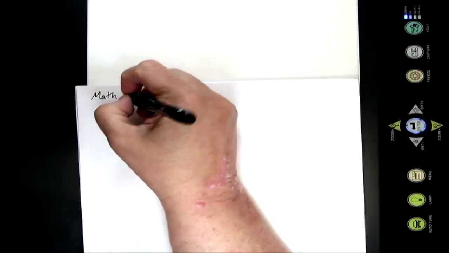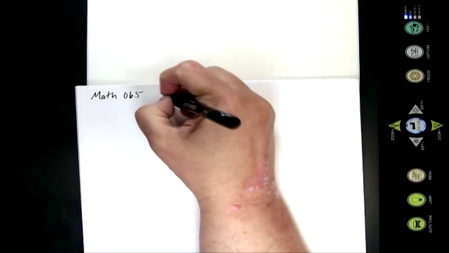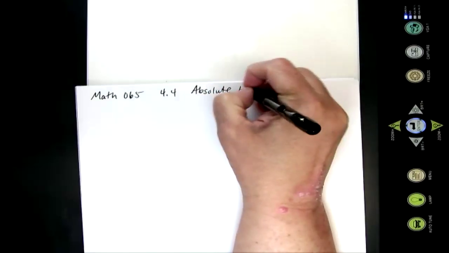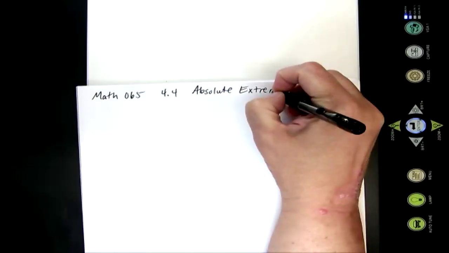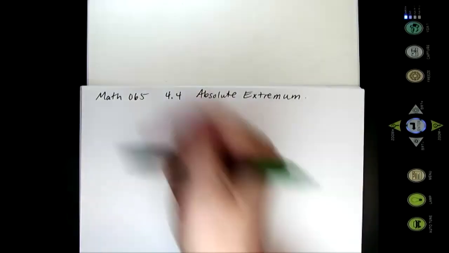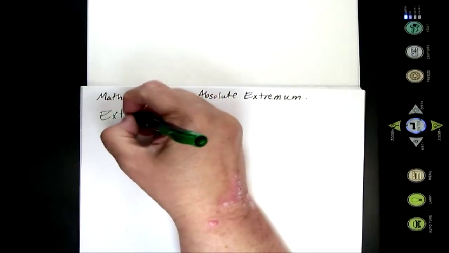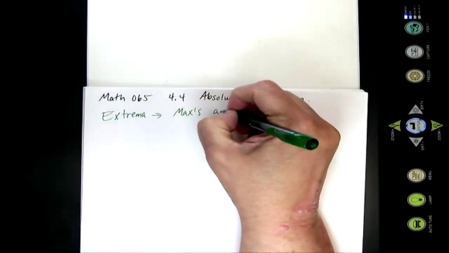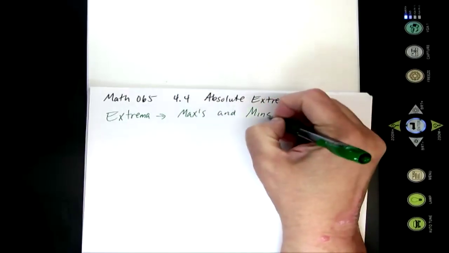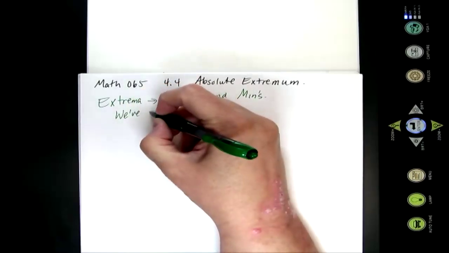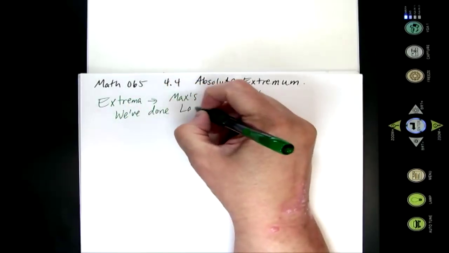This is 4.4, and it's on absolute extrema. So recall what extrema are. Extrema are maxes and mins. We've done local max or relative, local or relative maxes and mins.